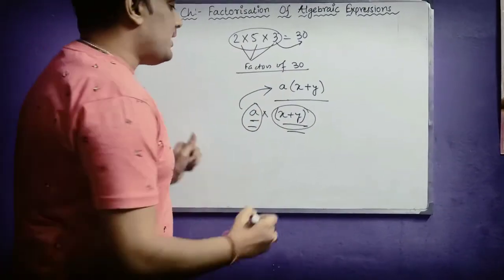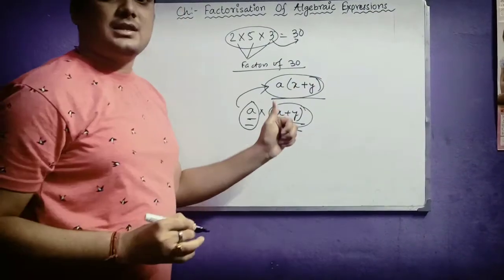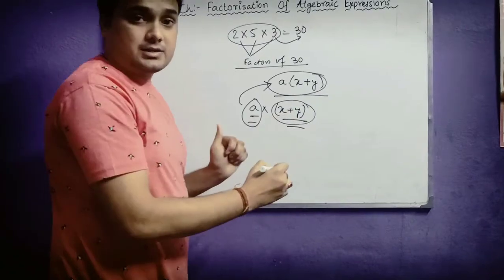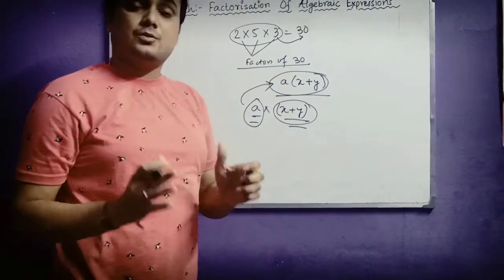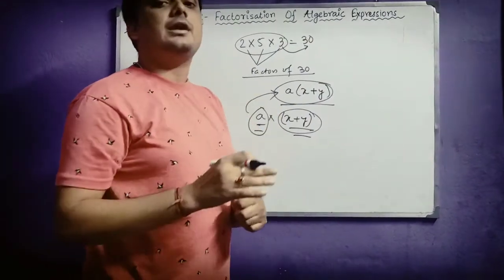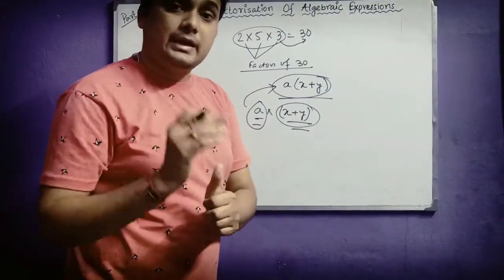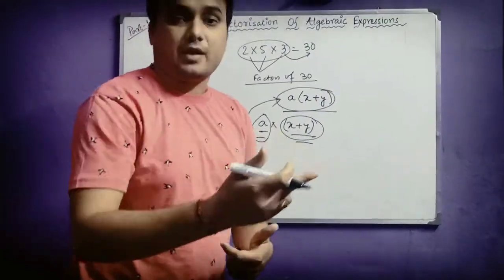Okay. So whenever you are expressing the polynomial as the product of its different factors, and all those factors should be completely in reducible form, then we say that the polynomial has been factorized.